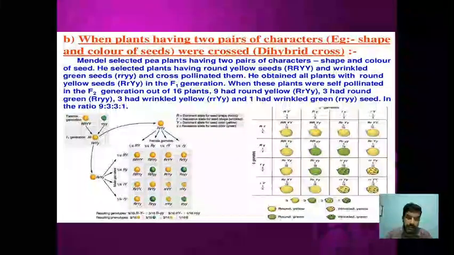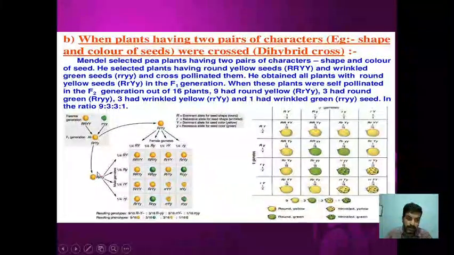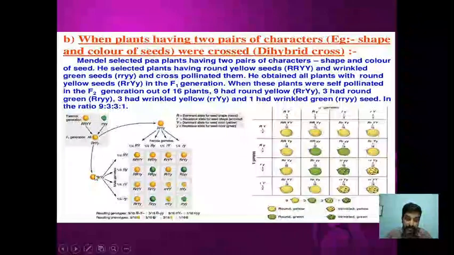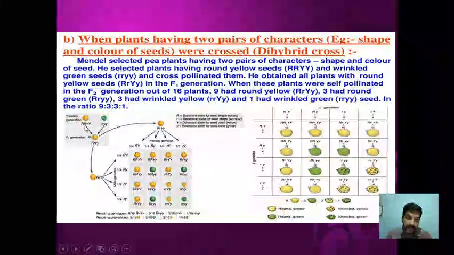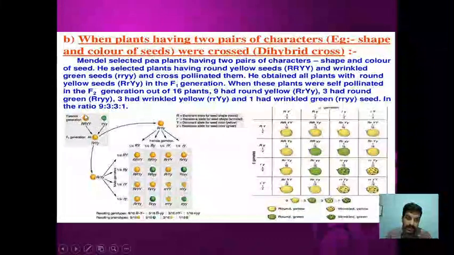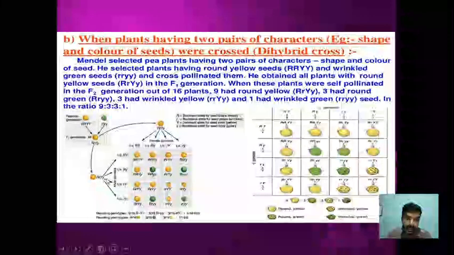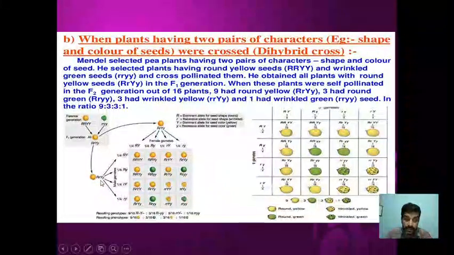Okay. So here in the F1 generation, we got all the plants with round and yellow seeds. This is the F1 generation, but having different alleles from the parents. In the parents, capital RR and capital YY were there for round and yellow seeds. But here it is capital R and small r, and capital Y and small y that are present. Then when the gametes are formed, you can work out the gametes.